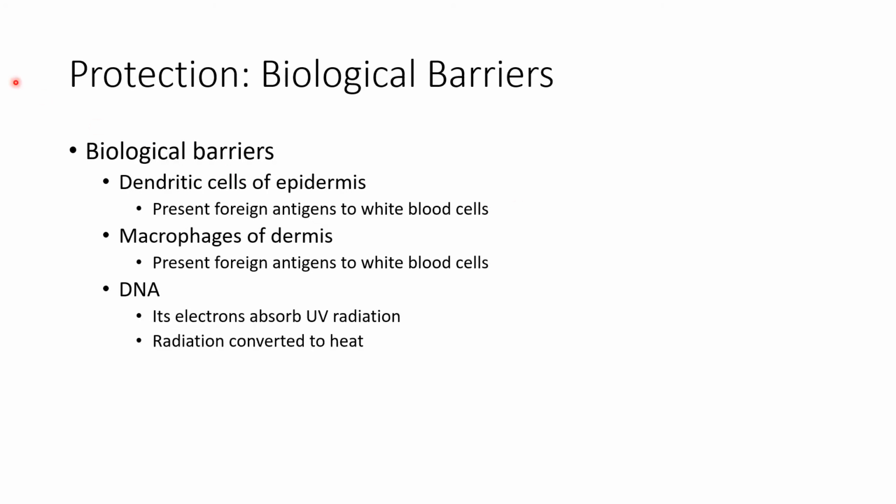A third type of protection is biological barriers. And when we say biological, think of cells. What kind of cells do we see in our skin that are a form of protection that we've seen before? Dendritic cells, which are the phagocytes in the epidermis that engulf foreign material. When you get into the dermis, we have something called macrophages, which are the phagocytes that ingest the foreign material.